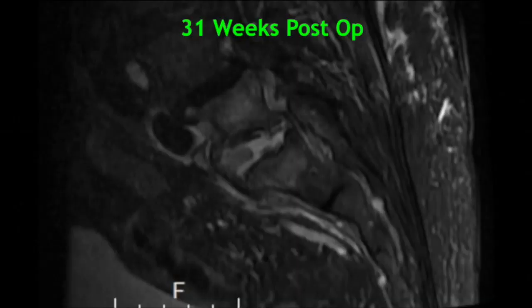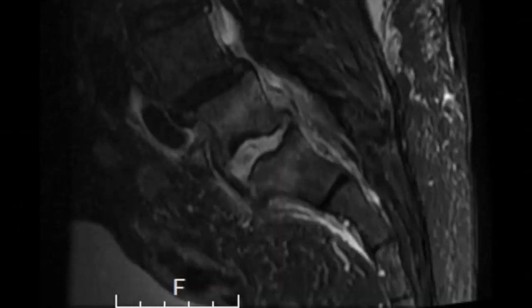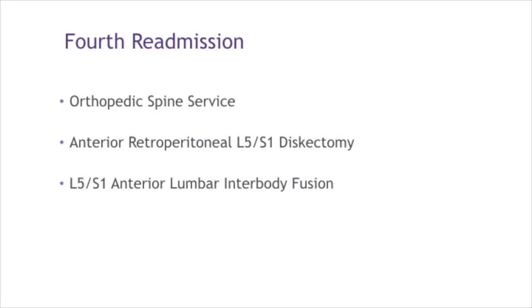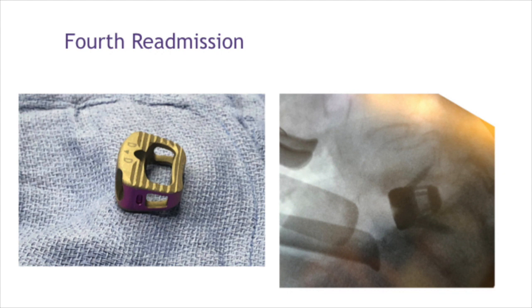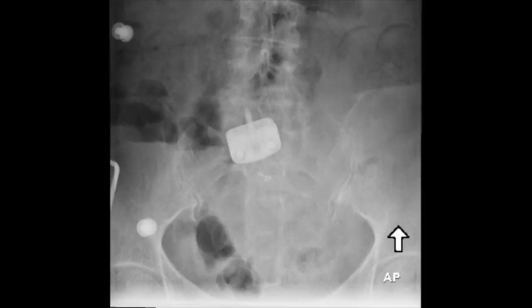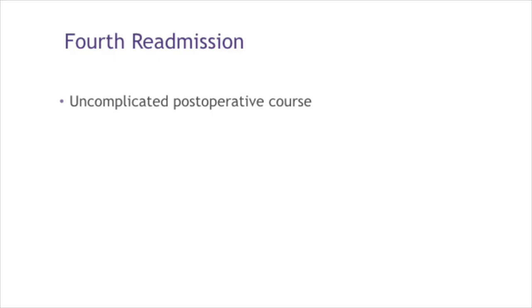On MRI, there was overall worsening appearance of the infectious process, with development of a possible abscess in the ventral epidural space. Ultimately, the patient was taken to the operating room by the orthopedic spine surgery team, where she underwent an anterior retroperitoneal L5-S1 discectomy and an L5-S1 anterior lumbar interbody fusion with placement of a titanium interbody device. She recovered without complication and was discharged to an inpatient rehab facility after 1 week.